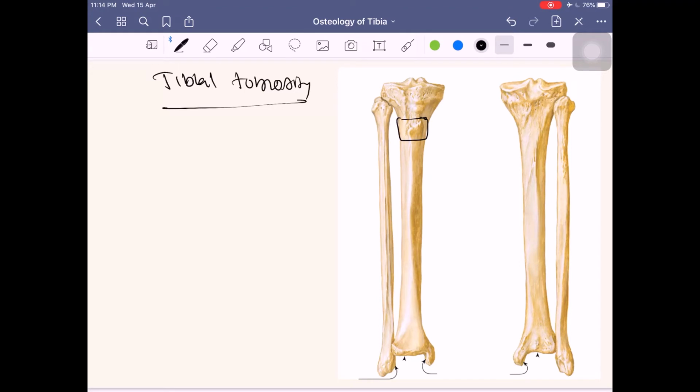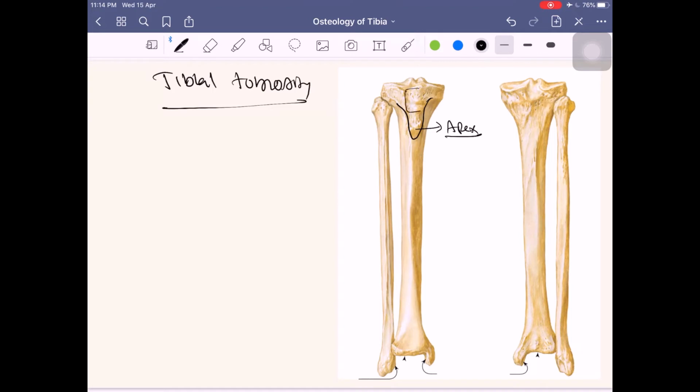Now, tibial tuberosity is a projection at the apex. If you see, there is a more or less rough triangular area coming here. So it is actually forming the apex of this rough triangular area, which we call the tibial tuberosity. So the projection at the apex of the rough triangular area is present at the upper end of the tibia. It is divided into upper smooth area and the lower rough part.